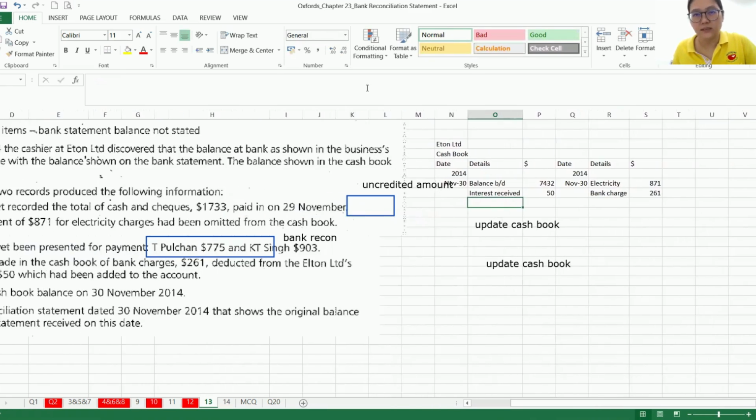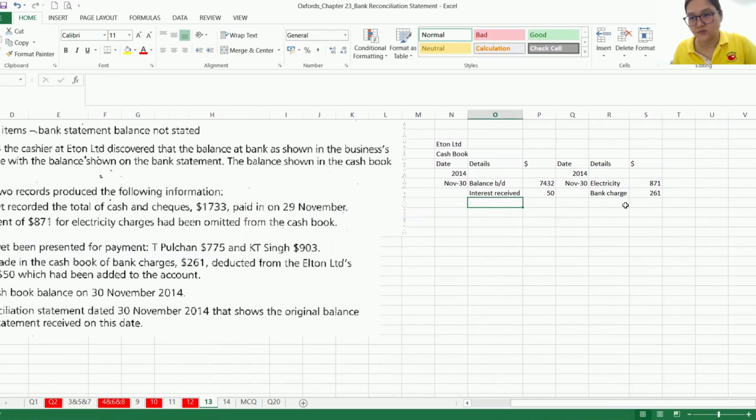Okay, now we calculate the new balance for it. So take the subtotal. Okay, subtotal.